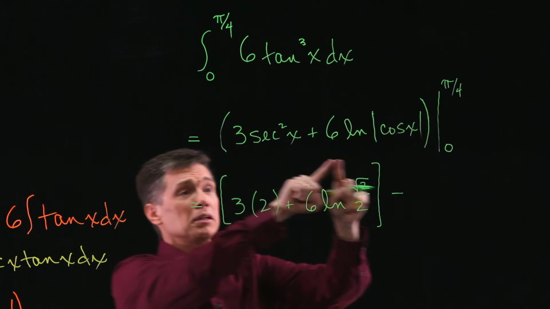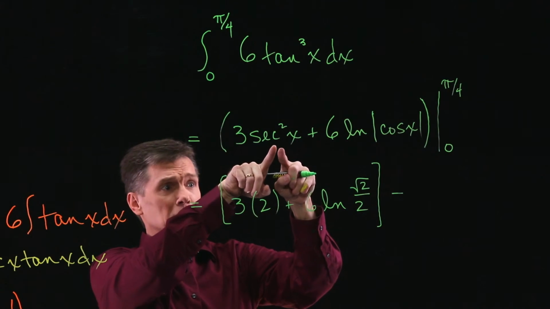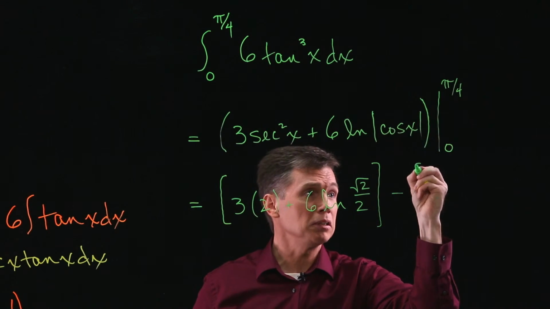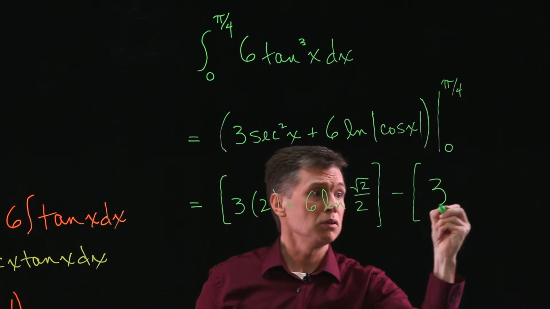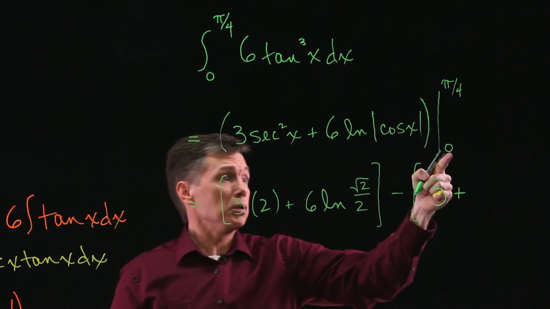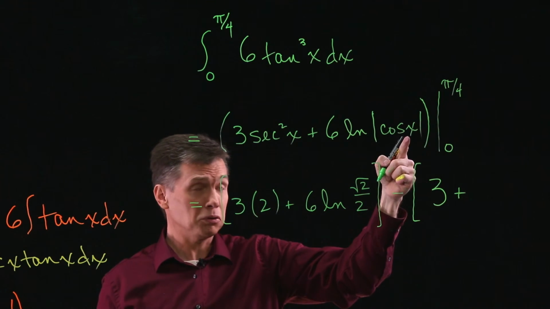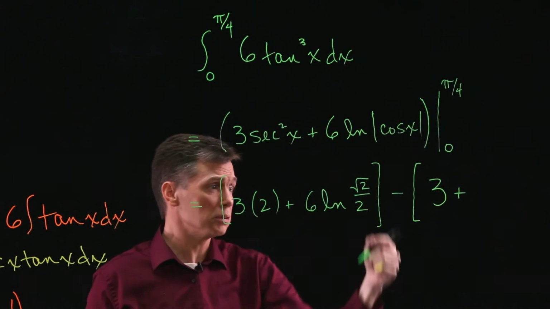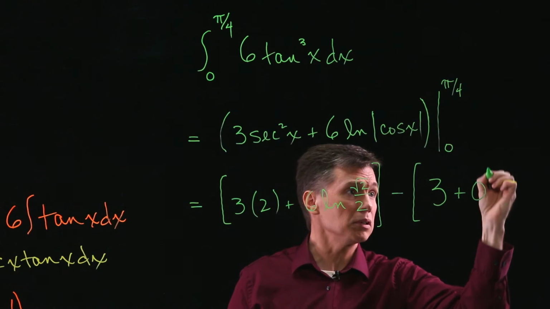We put the 0 in. This is really, again, 1 over cosine. Cosine of 0 is 1. Squared is 1, and then times 3. I do get a 3 there. But then plus, put a 0 in here. Cosine of 0 again is 1, but the natural log of 1 is 0, right? So that's going to be a 0 there.